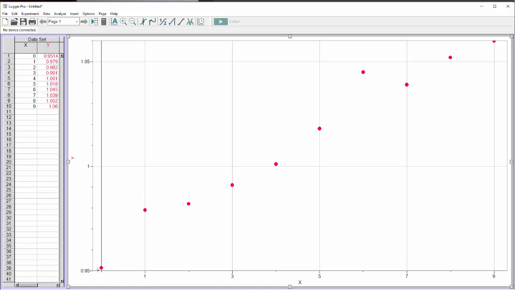Okay? I can do the same thing on the vertical axis. If I'm right here in the middle of it, that double arrow squiggly moves everything up and down. I don't want to do that.